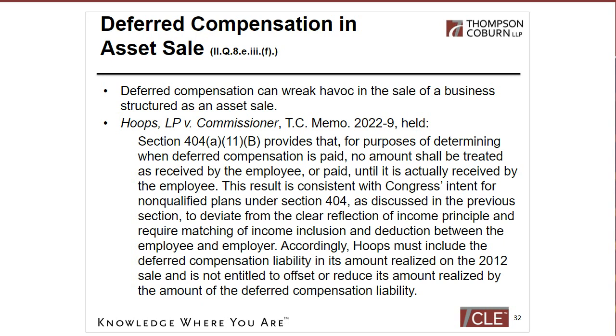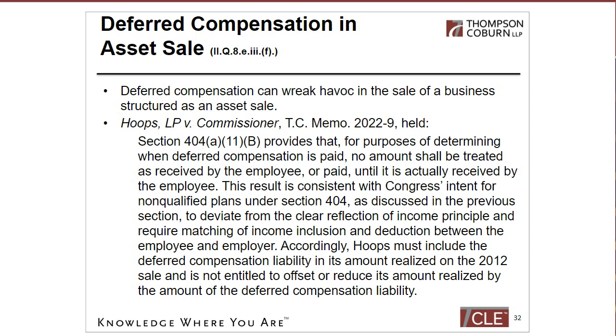Deferred compensation can be a valuable tool to help get the founders or key employees a nice retirement payment and reward them for all their years of service. A lot of people like to adopt it. But when you do an asset sale, there's a problem here. There's a mismatch going on.